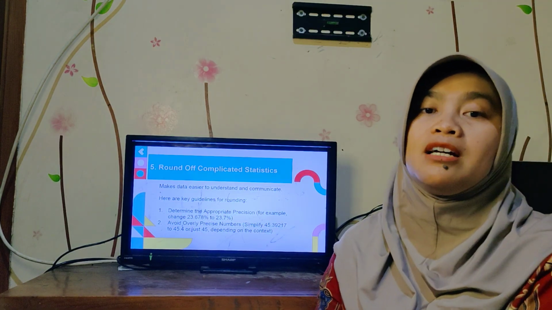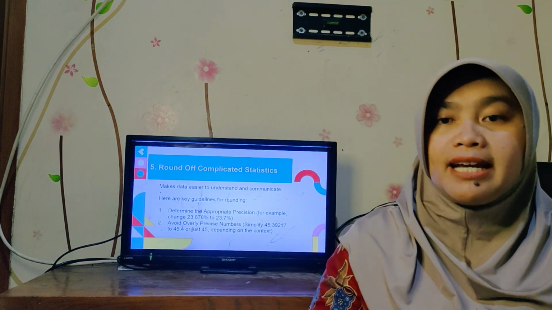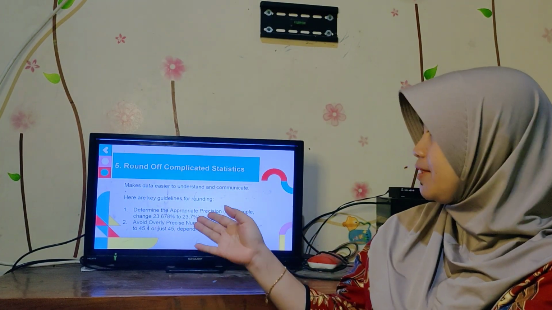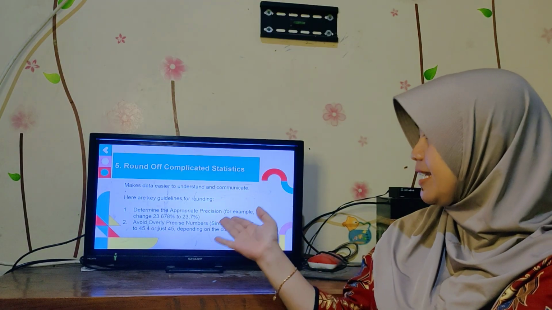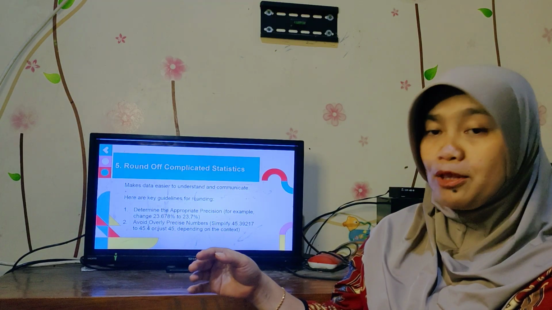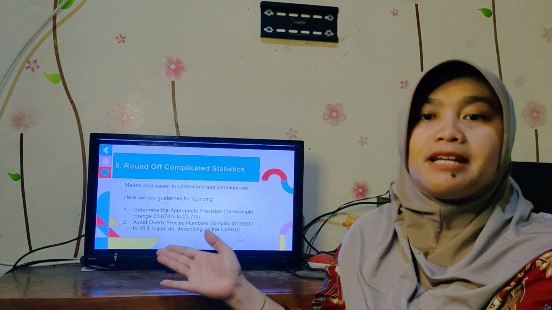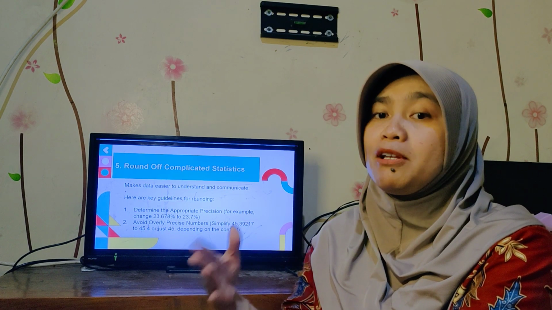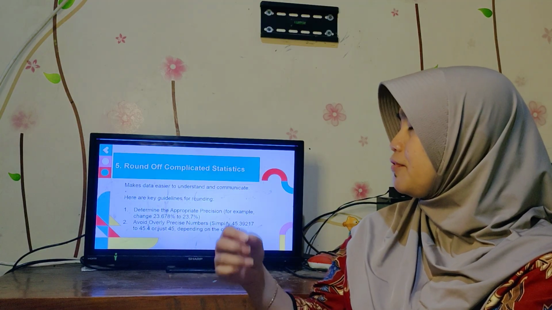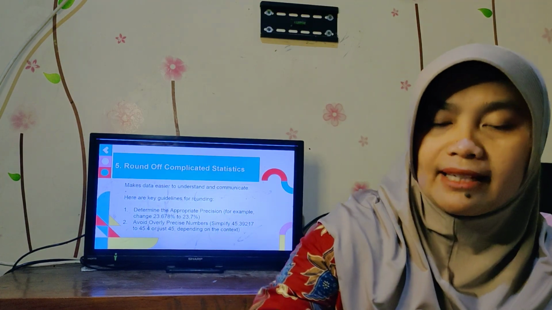The fifth, round off complicated statistics. It makes data easier to understand and communicate. Here are key guidelines for rounding. The first, determine the appropriate precision. For example, change 23.678% to 23.7%. Avoid overly precise numbers. Simplify 45.39217 to 45.4 or just 45, depending on the context.